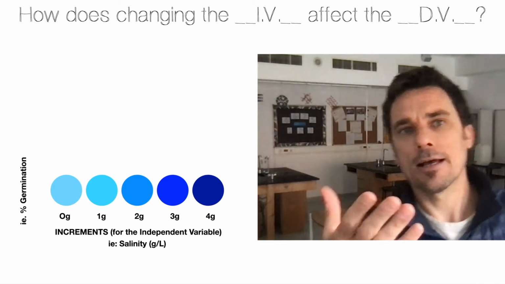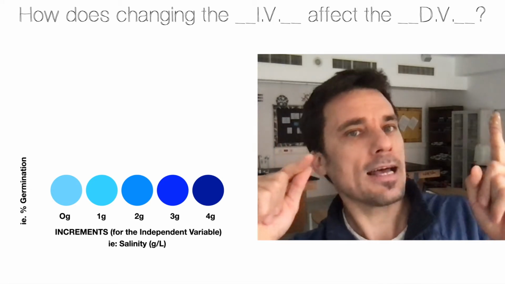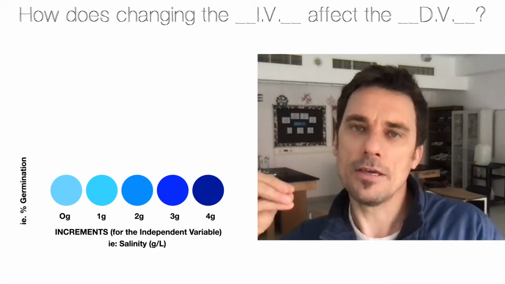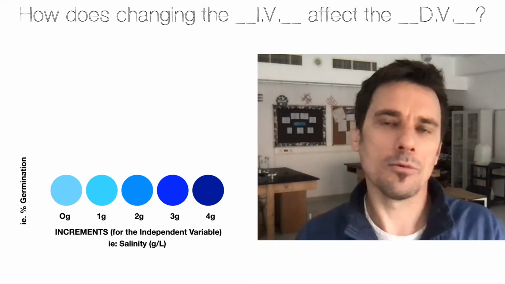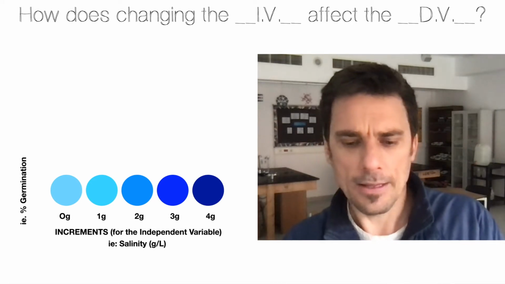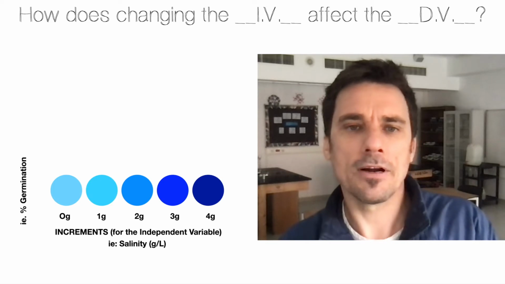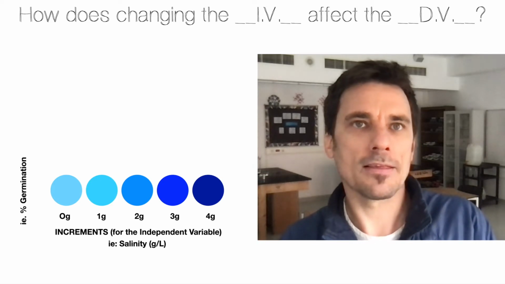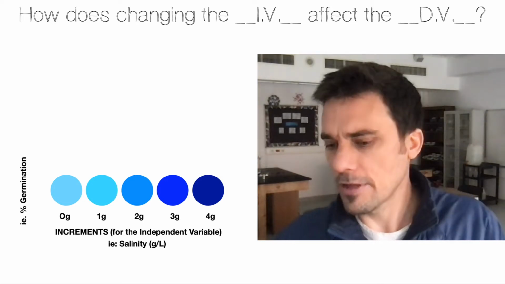So hopefully this helps. Let's start with this template up above me, and this says, how does changing the IV, the independent variable, affect the DV, the dependent variable? You can use that template to set up a research question right there. In this example, the independent variable will be salinity, something I am controlling and I'm going to manipulate independently of everything else that's going on.